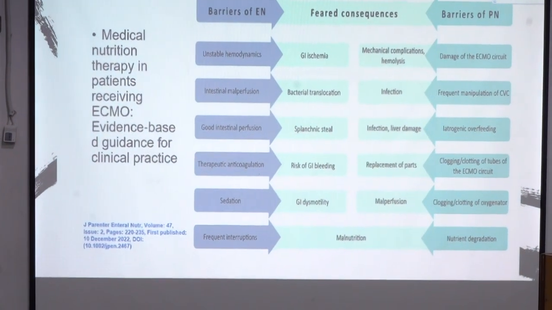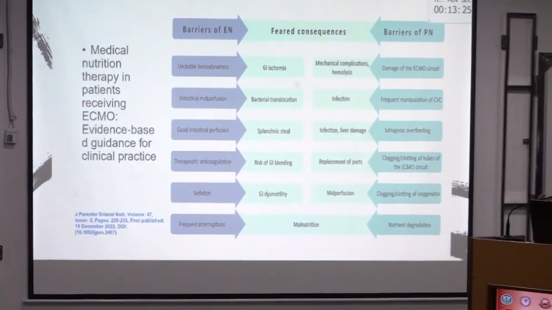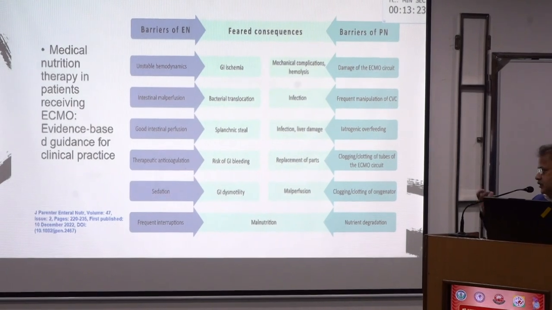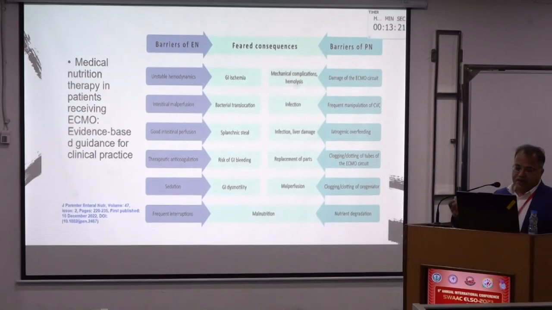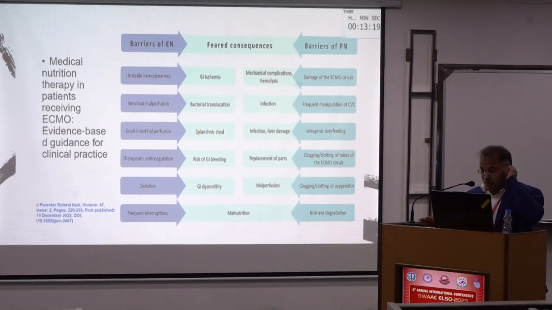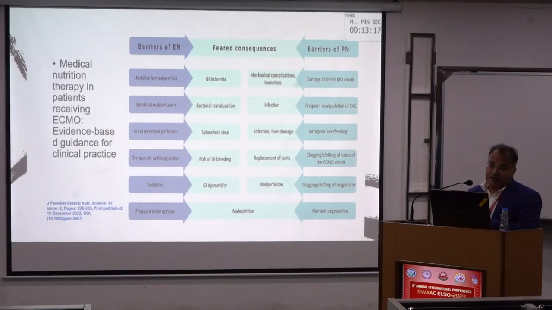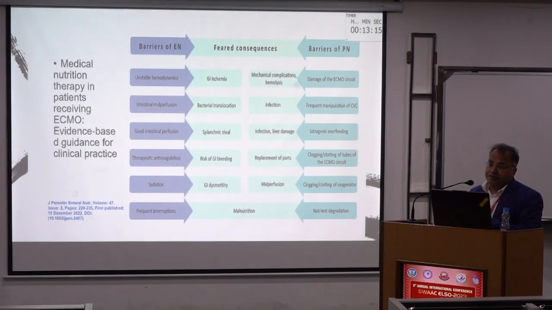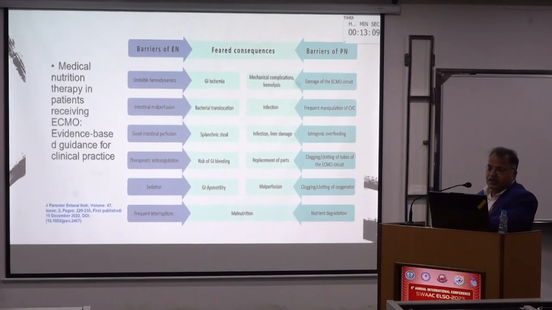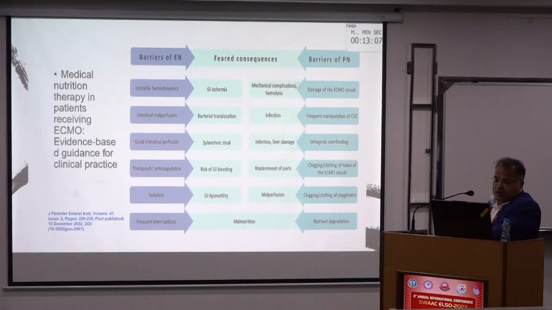Same way about the steal phenomena, blood perfusion, because the gut is not a vital organ and definitely blood flow will be affected. GI bleeds, you continuously assess, whether hemoglobin is dropping, there is black stool, or your RT is showing some discoloration, you need to be very careful about that. And definitely this modality is affected by multiple factors, and that leads the patient to malnutrition.